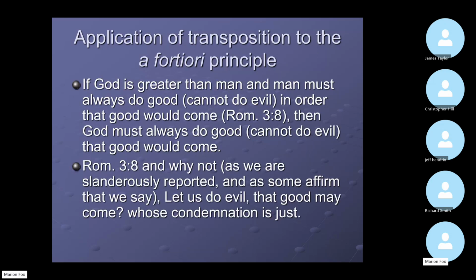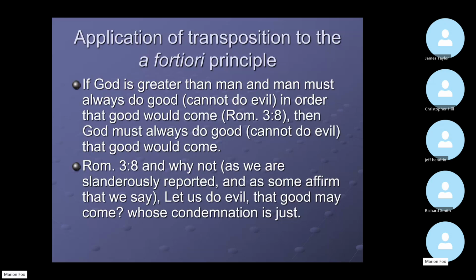And why not? As we are slanderously reported. Now, slander is a false accusation. So this is actually saying, because it's slander, that those who affirm that we say, let us do evil that good may come, their condemnation is just. So this is a slander. So we do not teach that we should do evil that good would come. That's what Paul is saying. It's a slander to say that we teach that.